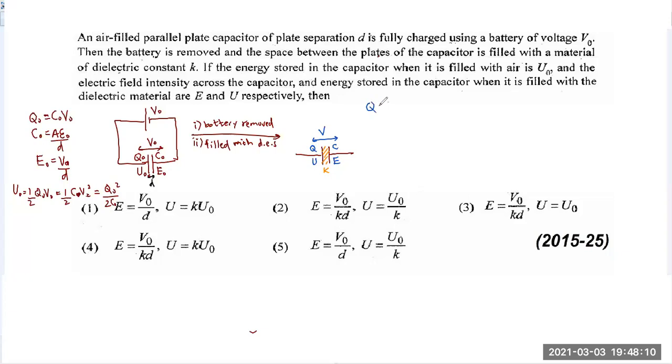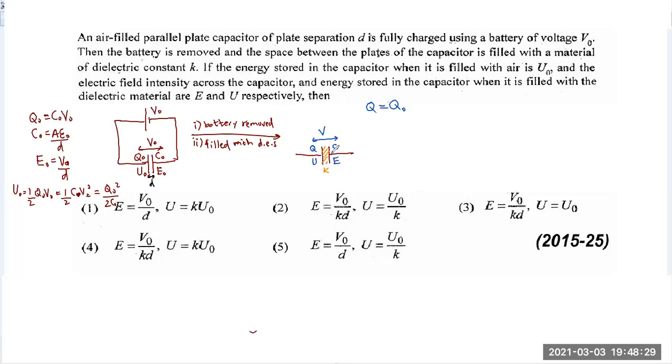Charge will not change. Why is that? Because now we have charged the capacitor and we have removed the capacitor from the battery. Therefore, the circuit is incomplete. If you want to change the charge, charges have to flow in the circuit. Then only the charge can change.